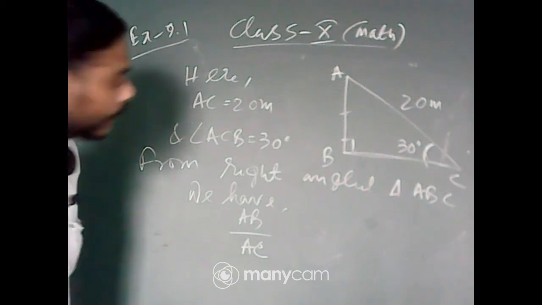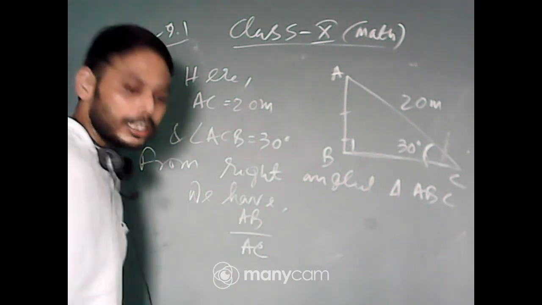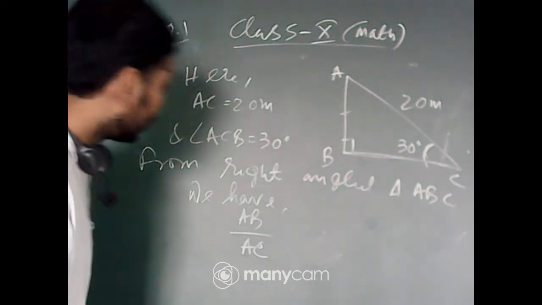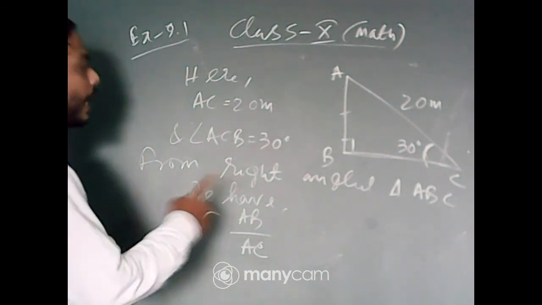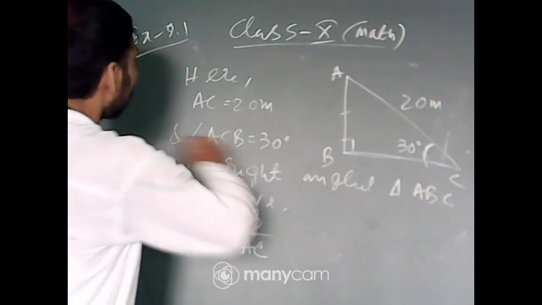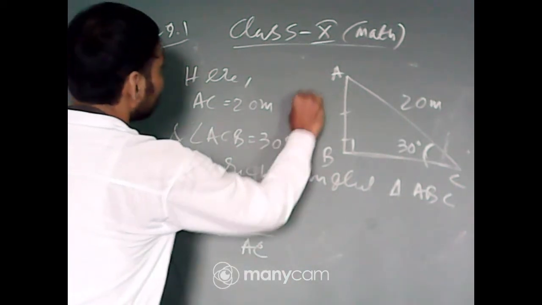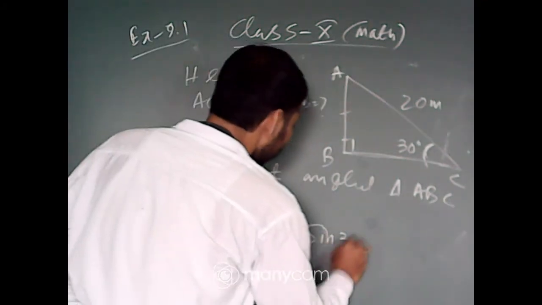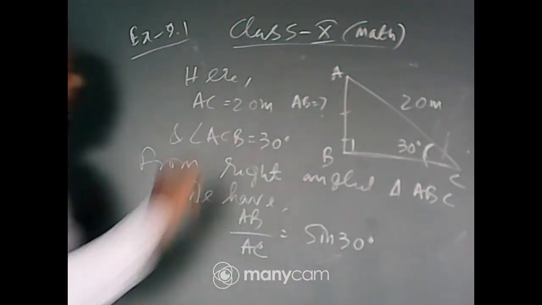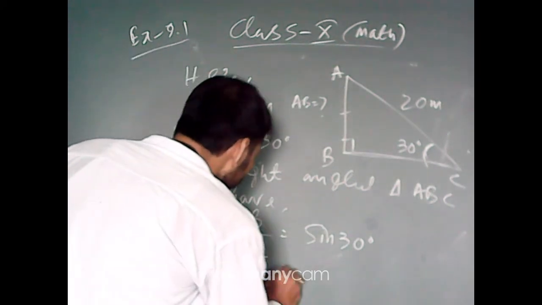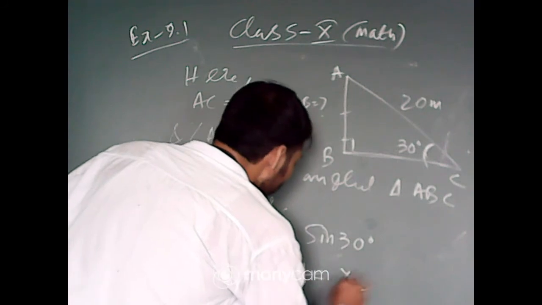Because I am putting the unknown at the numerator, that will be easier for calculation. Yes, that will be easier for calculation. I am putting here the unknown, that is the height, in the numerator. Here you may write AB equals to question mark, that is unknown. So that is sine 30 degree, perpendicular by hypotenuse. That means AB equals to AC into sine 30 degree.